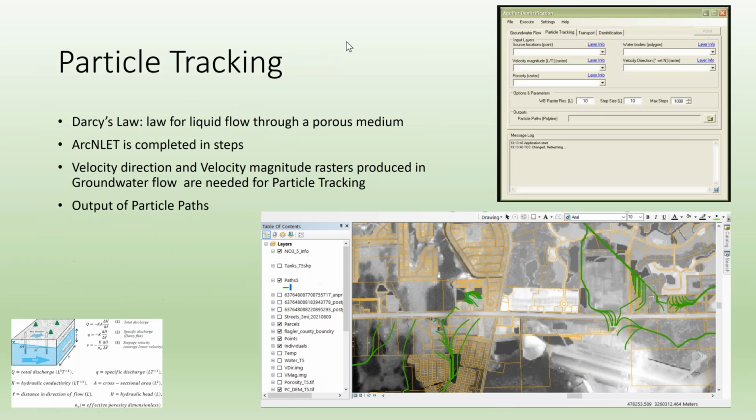The particle tracking step of this tool will produce these lines, which is the direction that water will be flowing from the septic tanks to usually depressional areas, or the closest body of water is what they normally flow to. And the tool itself seems to make the paths pretty accurately based on just looking at the elevation model and looking at the water bodies.